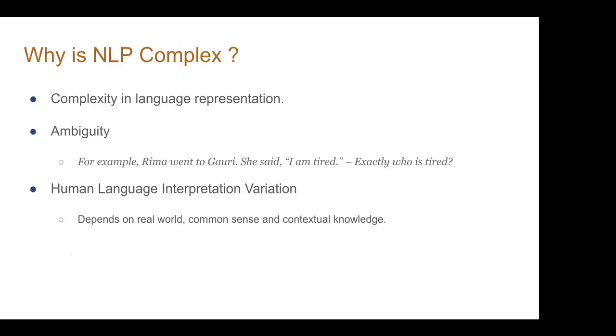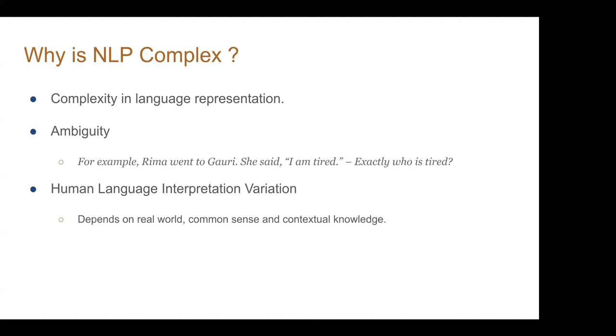Let's talk about this. So why is NLP complex? Language representation is very complex. Language is very, very ambiguous. For example, if you have a sentence like "Rima went to Gary, she said, I'm tired." So who exactly is tired?